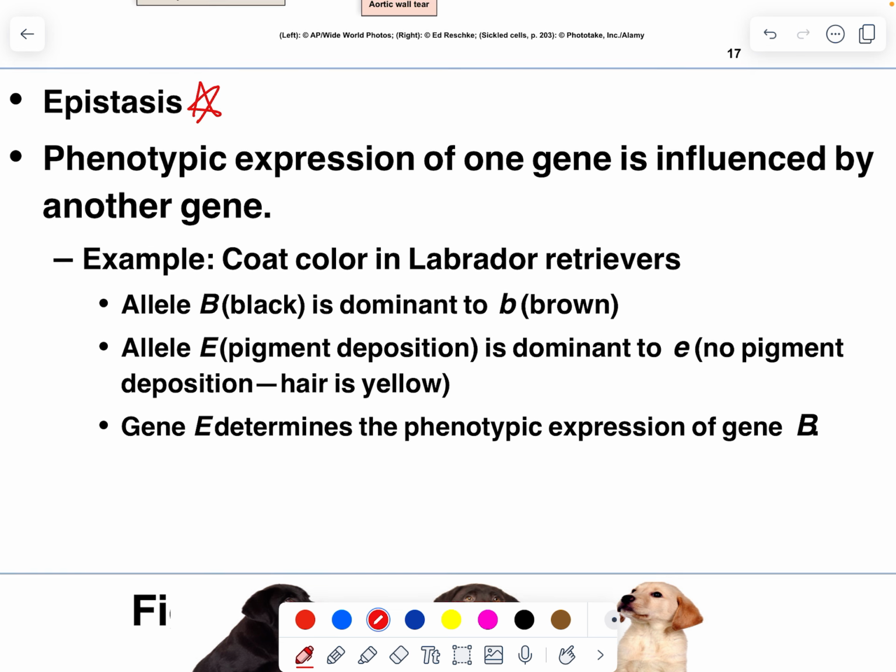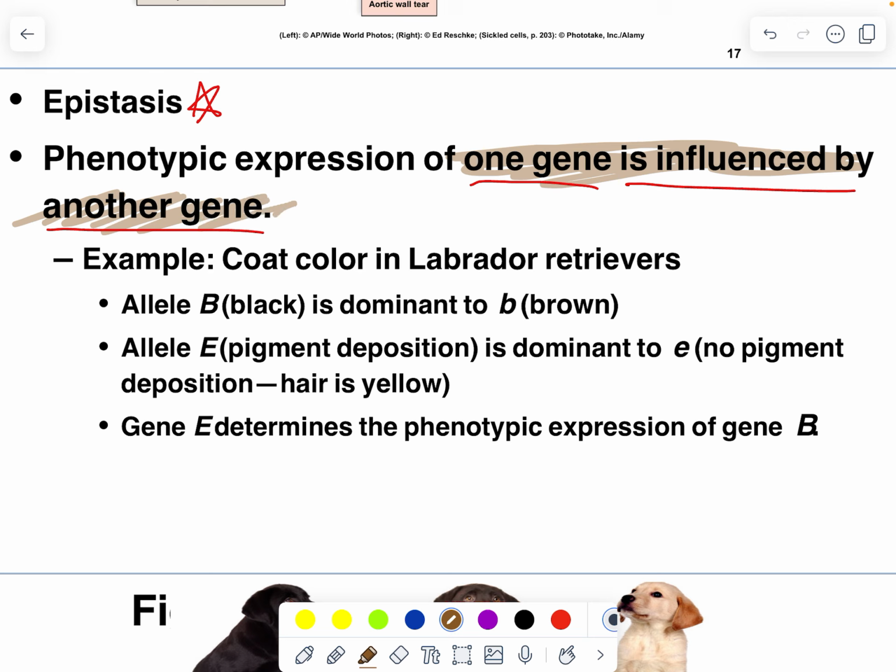Epistasis is when the phenotypic expression of one gene is influenced by another gene. So one gene is influenced by another gene. Okay? We could have some fun with a biblical integration here. I just thought about it. But, do you let others influence you? Do you wear a mask depending upon what situation you're in? Oh, that would be fun. But for time, let's keep going.